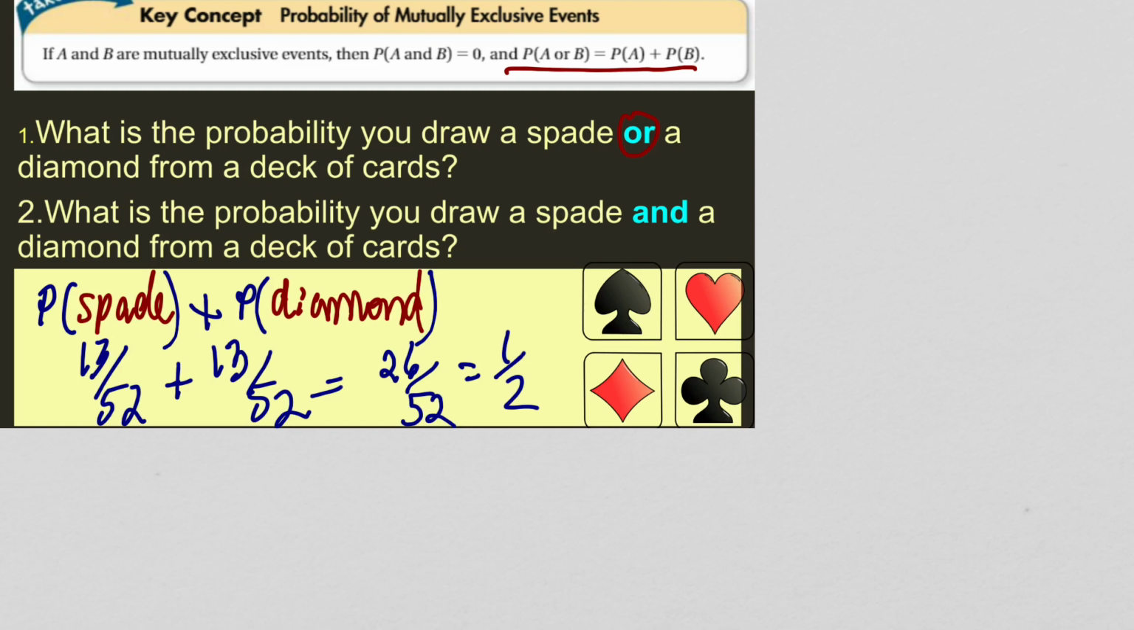All right, let's talk about the second one here. What is the probability you draw a spade and a diamond from a deck of cards? So, because it has the word and, these two events have nothing in common. It is impossible to take a card out of a deck that's a spade and also a diamond. So the answer for number 2 is 0.